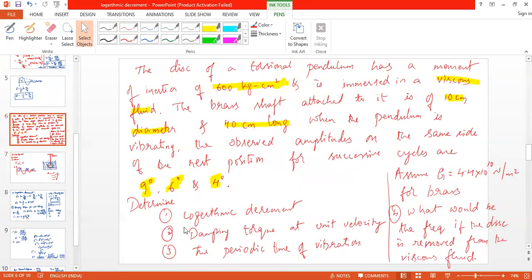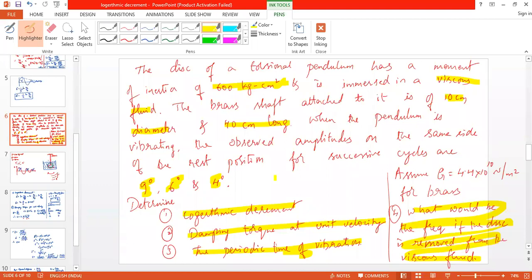So we need to find out the logarithmic decrement, damping torque at unit velocity, and the periodic time of vibration. And what would be the frequency if the disc is removed from the viscous fluid? If there is no viscous damping, what will be the natural frequency? So we need to find all this.